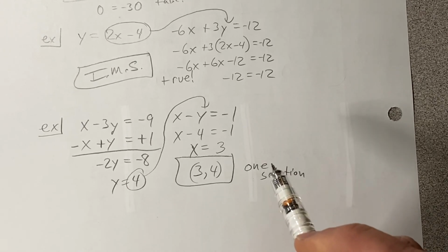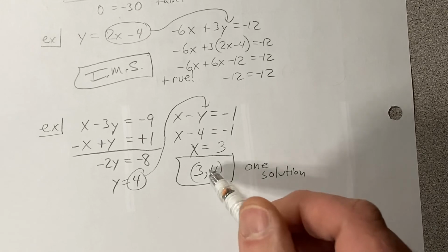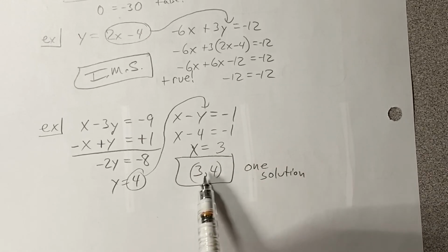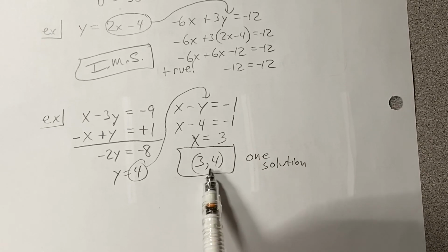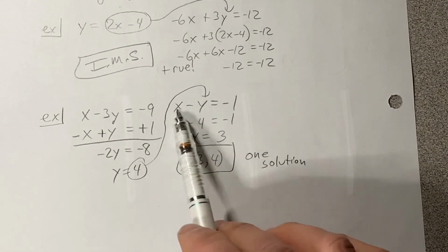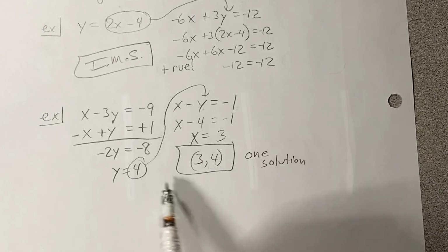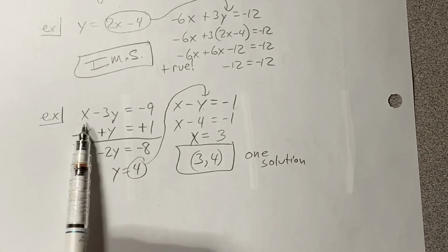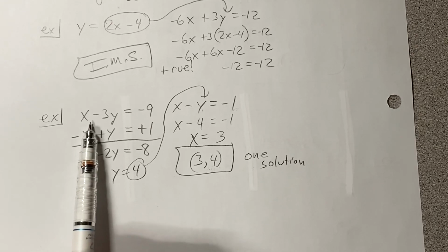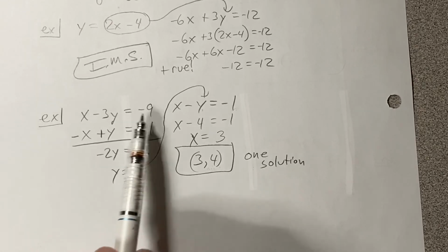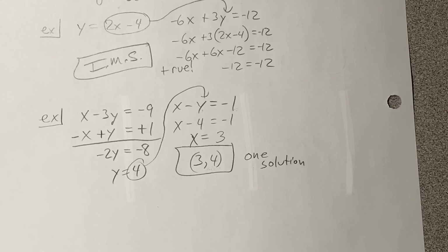Also keep in mind, once you get an actual solution, you can check it pretty quickly and see if you got it correct or not. So 3, and then this would be negative 12. Yeah, that's negative 9. So it works out pretty good.